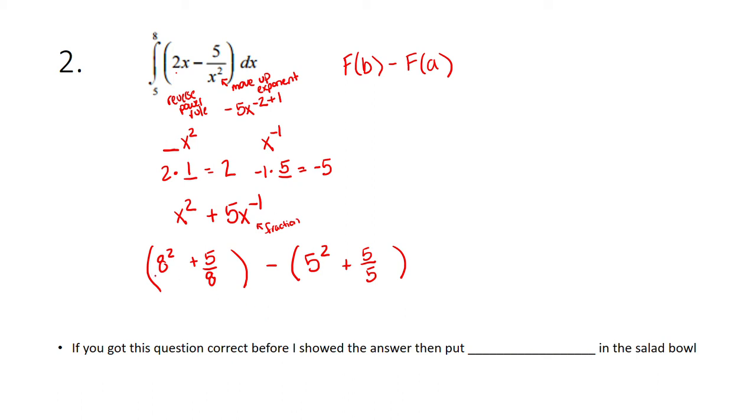So 8 squared is 64. This is 64 plus 5/8, so that's 64 and 5/8, minus 25 plus 1, so minus 26. So if I take 26 away from 64, I get 38 and 5/8. But let's pretend, let's say you wanted this as a decimal instead.